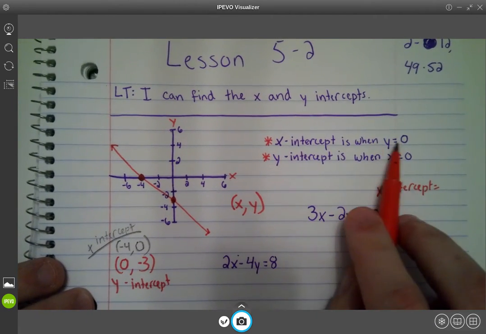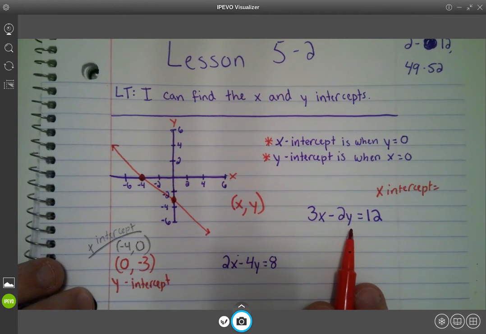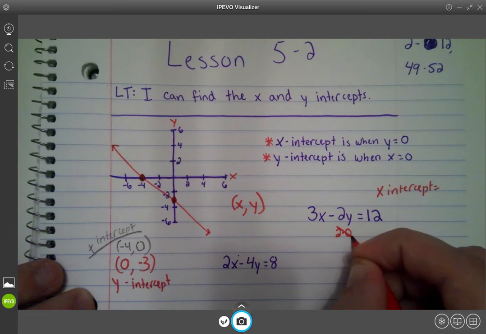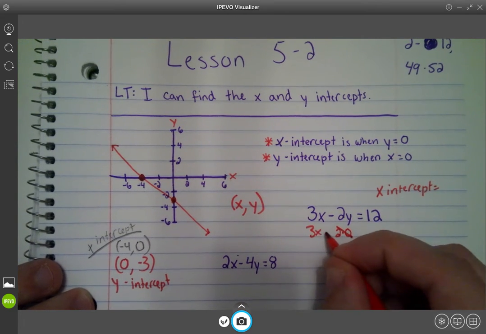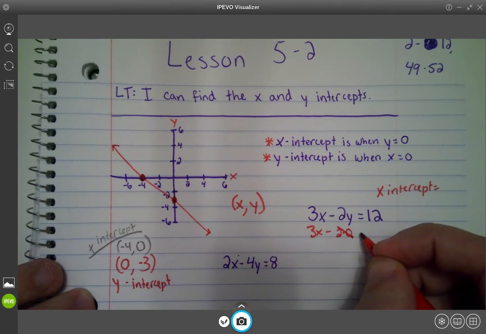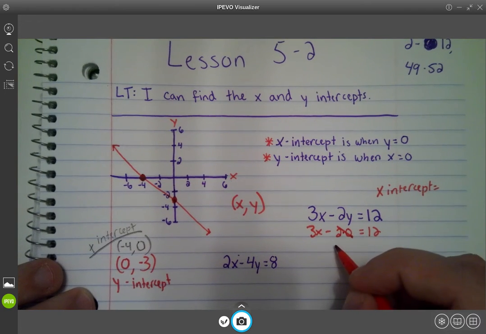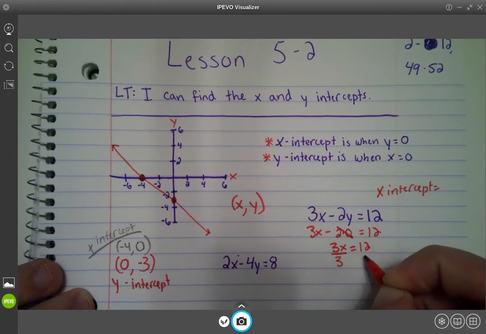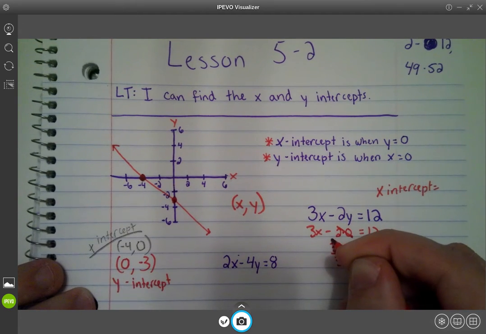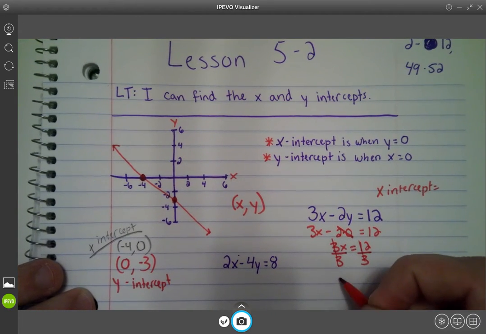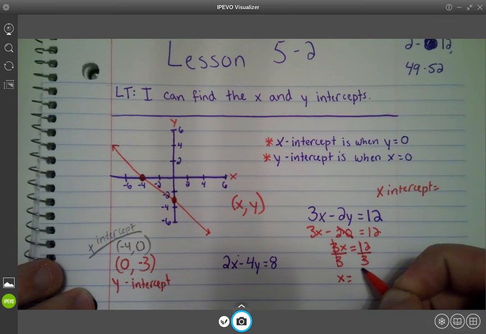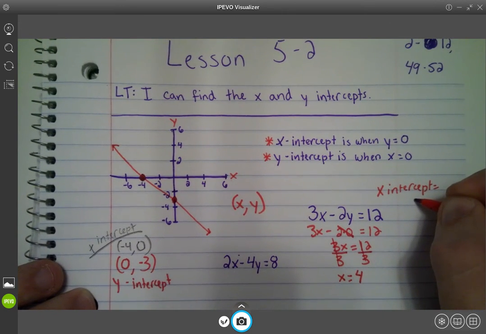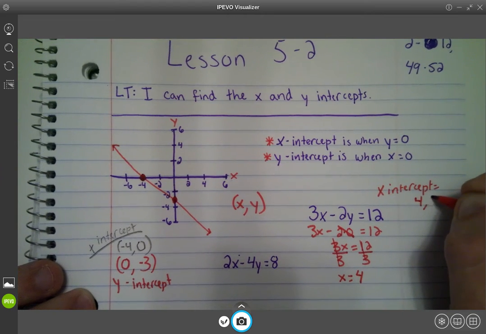So for example, if we have these two equations and I ask you what is the x-intercept, that is when y is going to be 0. So we're going to plug 0 in for y. When we have 2 times 0, that's going to cancel out. So we'd have 3 times x minus 2 times 0 equals 12. So we end up with 3x equals 12. Divide by 3, divide by 3. Those would cancel. x equals 12 divided by 3, which is 4. So the x-intercept would be 4, 0.